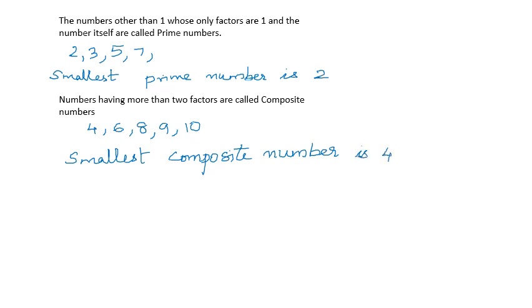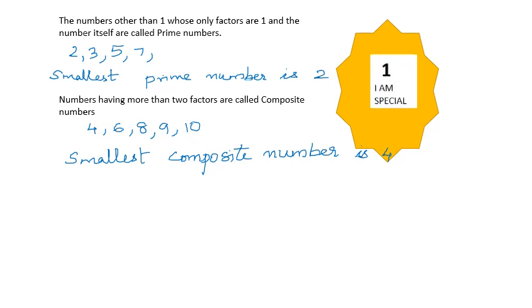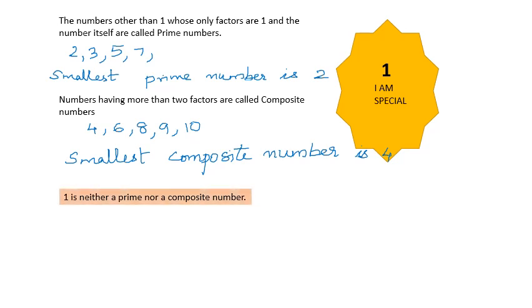Now what about 1, children? What do you know about 1? 1 is a special number. 1 is saying I am special. Why is it special? Because 1 has only 1 as the factor. Therefore, we cannot count 1 as a prime number or as a composite number. This sentence you should learn by heart. 1 is neither prime nor composite. Okay.